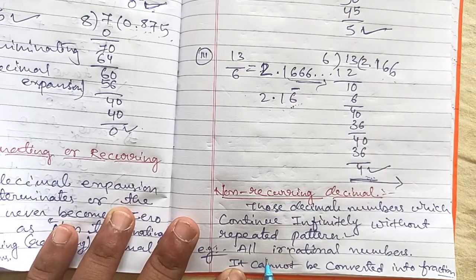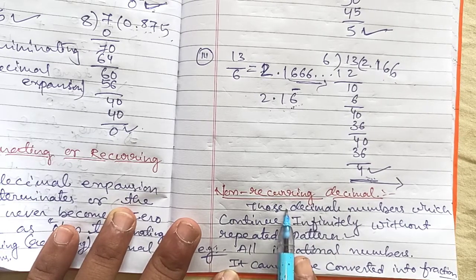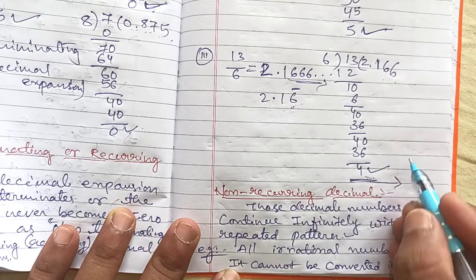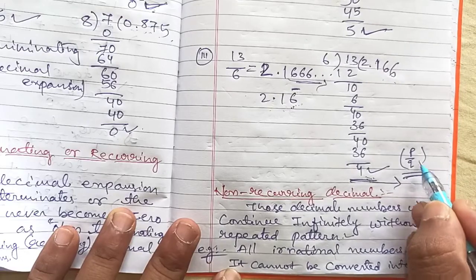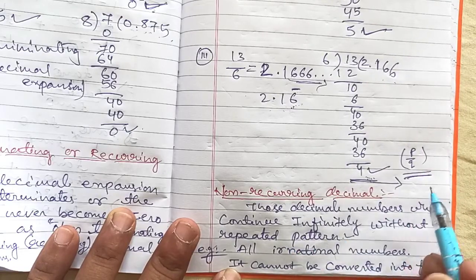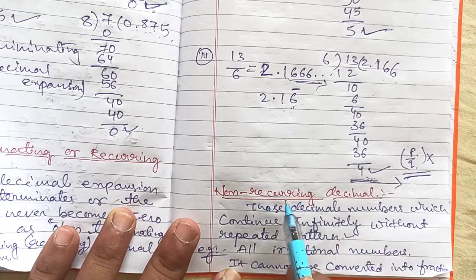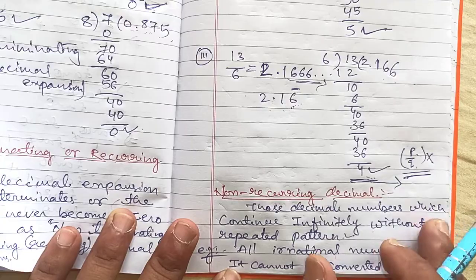Examples are all irrational numbers. I will give you some examples. All irrational numbers are non-recurring decimals. And one more thing, remember, a non-recurring decimal cannot be converted into a fraction. What is a fraction? The numbers which can be written in the form of p by q, like rational numbers. But we know irrational numbers cannot be represented in the form of p by q. So non-recurring decimals cannot be represented in the form of p by q. We will see some examples.